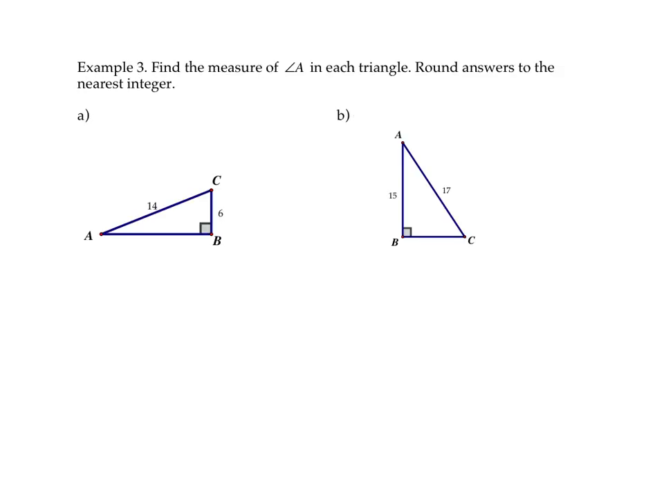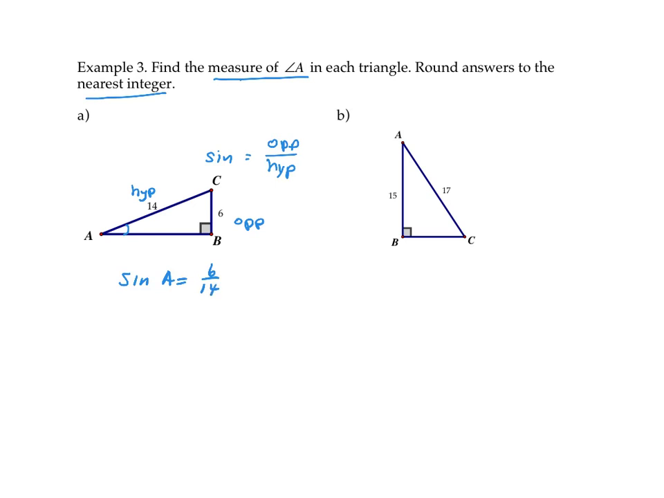Alright, in example 3, we want to find the measure of angle A. We're going to round to the nearest integer. So you have to figure out first which trig function you want to use. So look at the given information, label your sides according to the relationship to angle A. 6 is the opposite side, and 14 is the hypotenuse. So opposite and hypotenuse will lead us to sine. So we want to say sine of angle A is equal to 6 over 14.